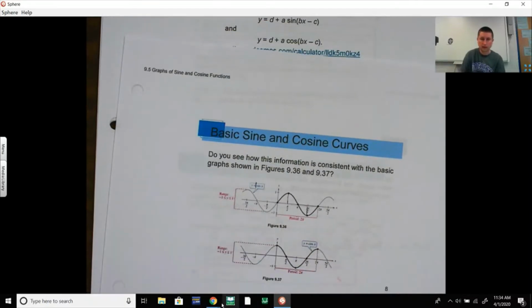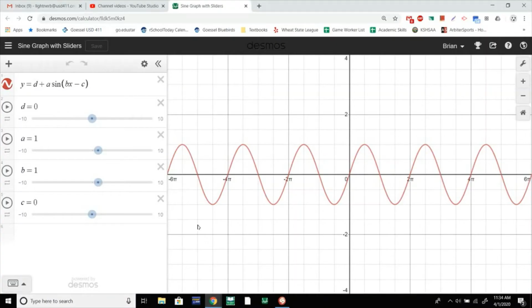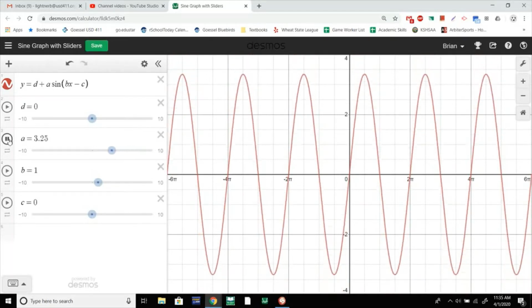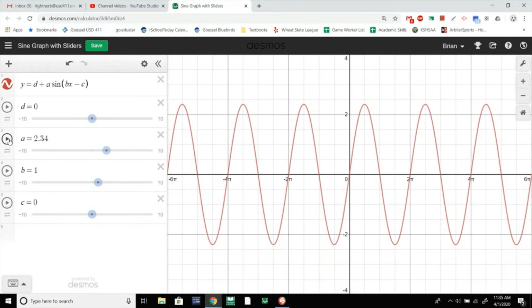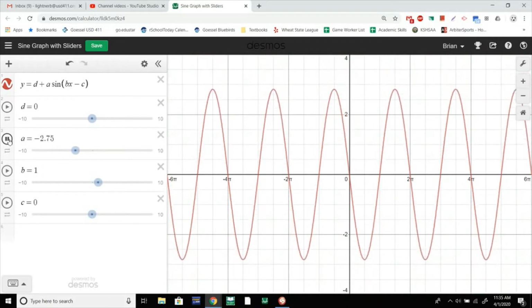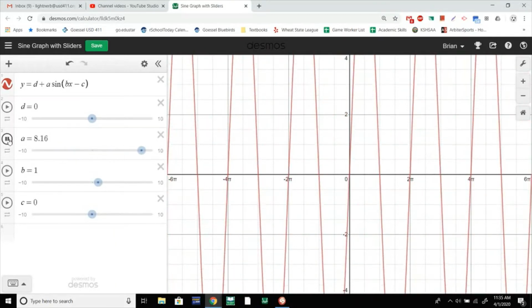On the graph here, if we adjust our a value, it's going to affect the height of the graph. Right now we're going from negative 1 to 1. If I play it, it expands and it contracts. When it goes negative, that's a reflection in the x-axis and it turns around. So the larger the a value, the higher it is.